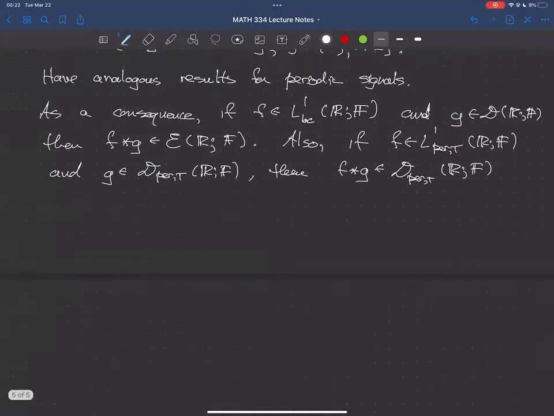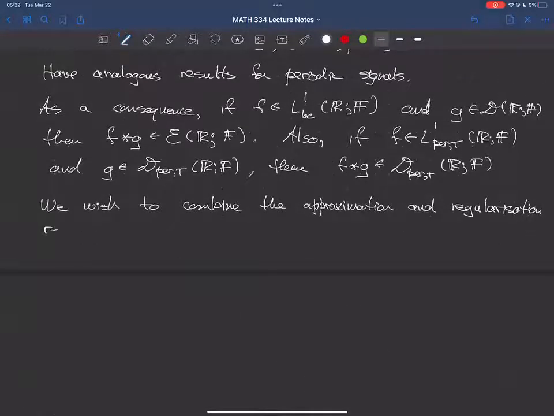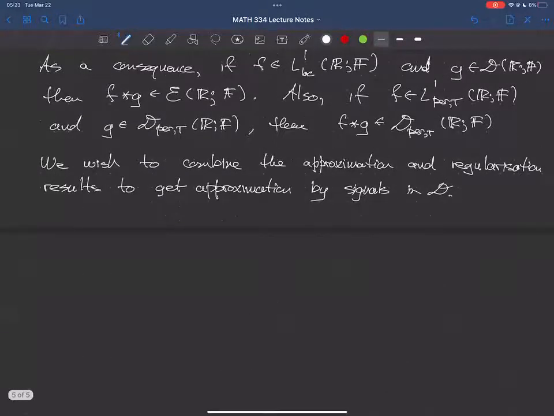Okay, so now we wish to combine the separate approximation and regularization results to get approximation by signals in D. Okay, so here's how you do that.